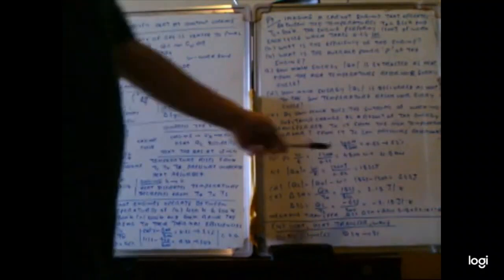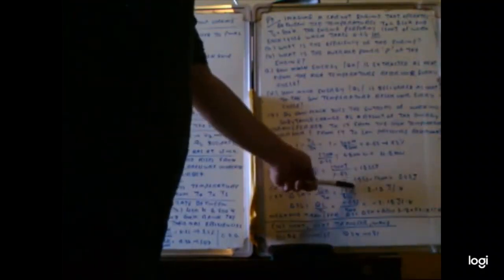And D, this is the QL. QL is equal to QH minus W. QH we already know is 1,855, and the output work is already given as 1,200 joule, so you get 655 joule.